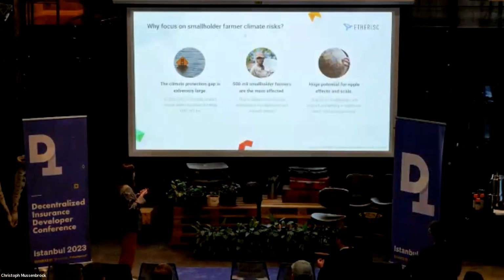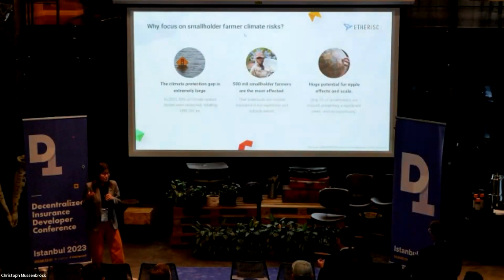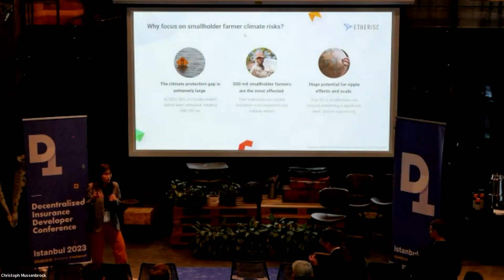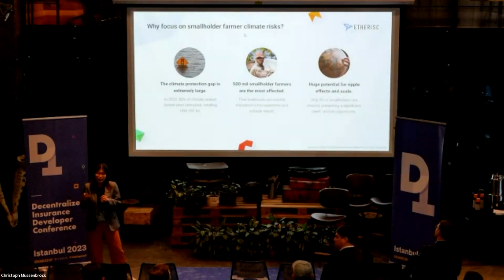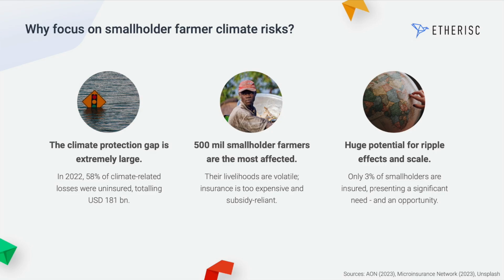Great. So I think it should be clear from Roy's presentation, but why focus on smallholder farmer risks? Why is Ether Risk Impact working in this space? Firstly, we think there's a huge problem to solve. The climate protection gap is extremely large. To borrow Aeon's data here, in 2022, 58% of global losses related to climate and disaster events were uninsured. Which means out of 313 billion, about 181 billion were uninsured losses. So that's a really huge gap.